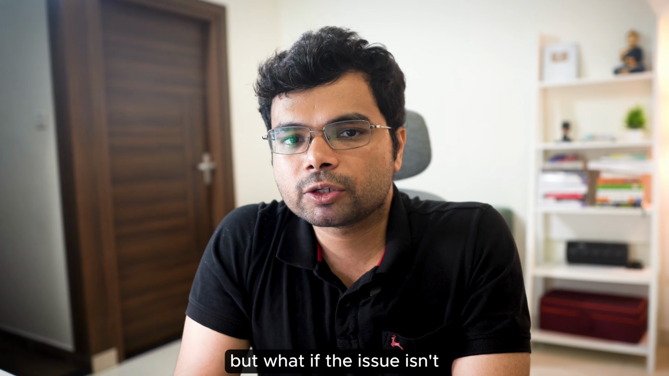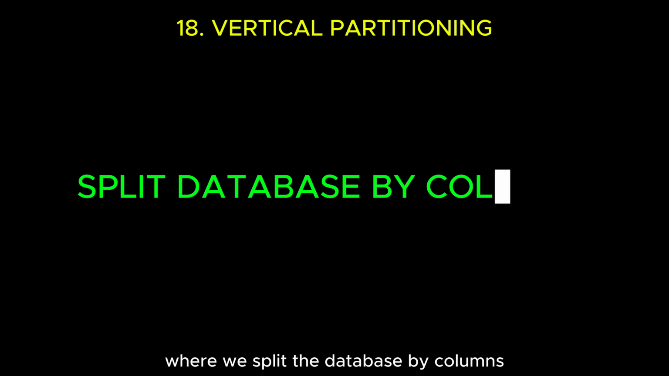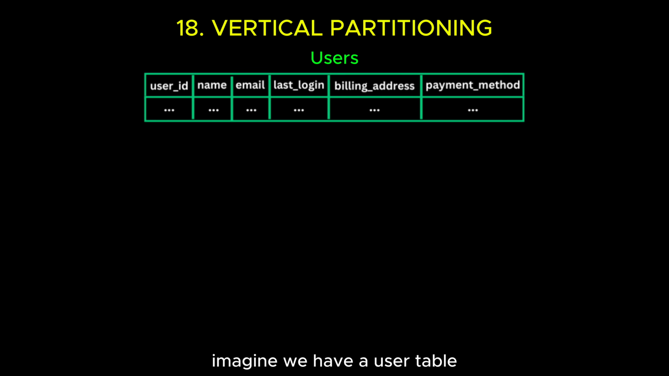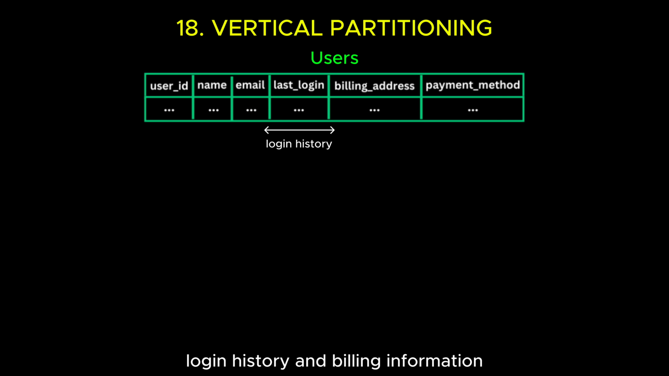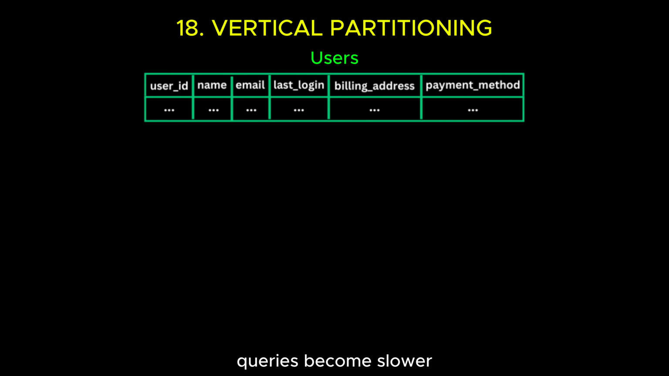But what if the issue isn't the number of rows but rather the number of columns? In such cases, we use vertical partitioning where we split the database by columns. Imagine we have a user table that stores profile details, login history, and billing information. As this table grows, queries become slower because the table must scan many columns even when a request only needs a few specific fields.